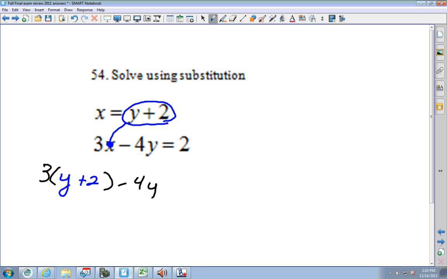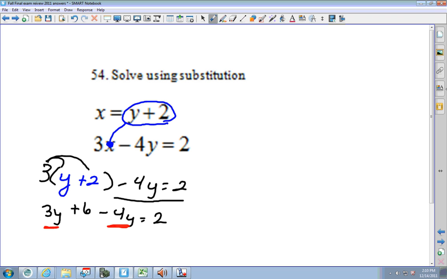minus 4y equals 2. Well, now, do the distributive property. I get 3y. 3 times 2 is 6. And then write the rest of this equation. Minus 4y equals 2. Put your y's together. 3y minus 4y is negative 1y plus 6 equals 2.